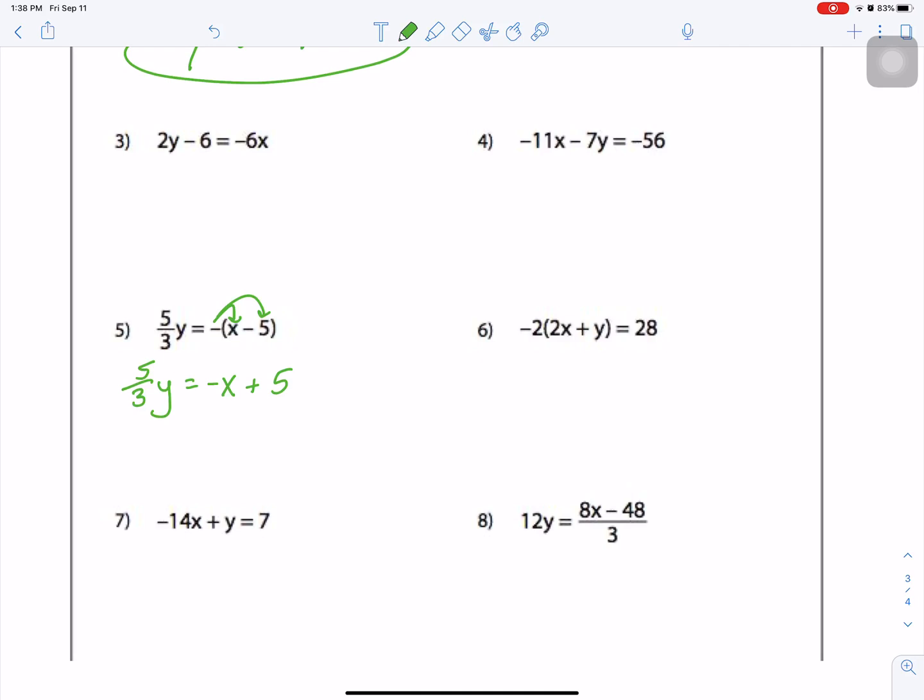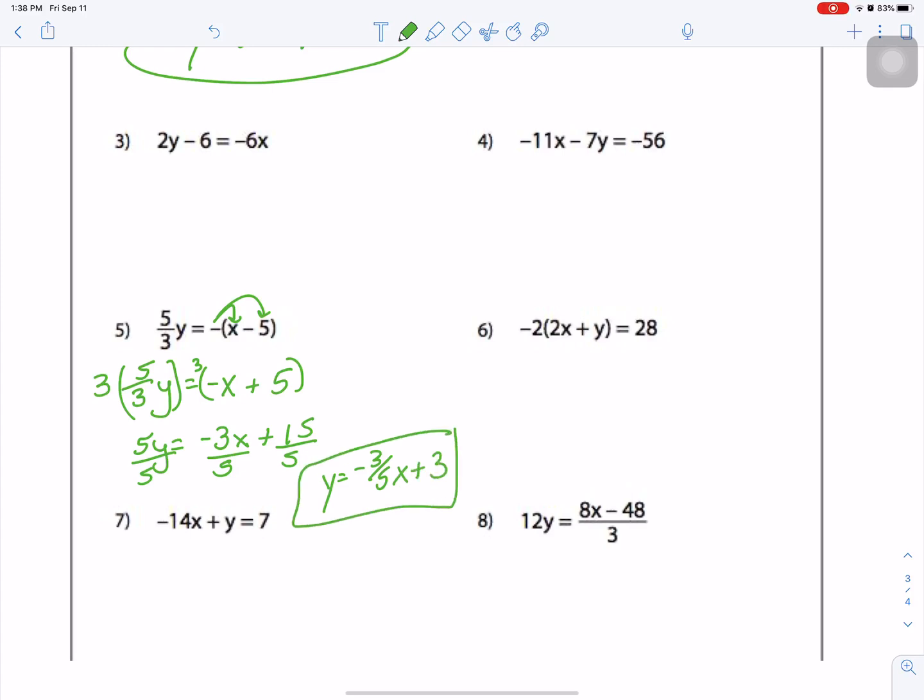And there's a couple different ways to get rid of that 5/3. One is putting it as a decimal. It is a repeating decimal, so that gets to be a little bit hard. I'm going to do it in 2 steps. So the first thing I'm going to do is multiply everything by 3. So I have 5y equals negative 3x plus 15. And my last step is going to be to divide by 5. There's more than one way to do it. I'm just choosing one. So negative 3/5 x plus 3.